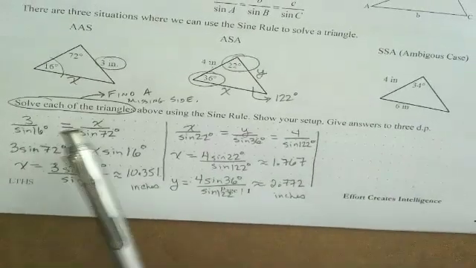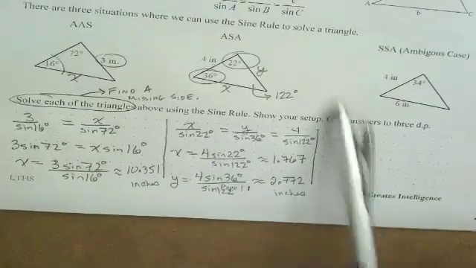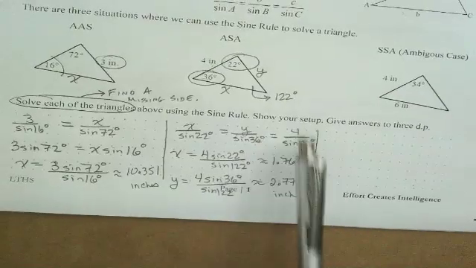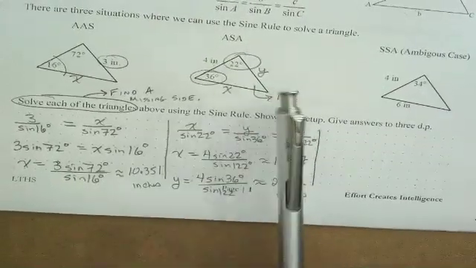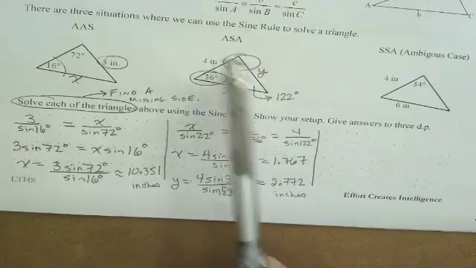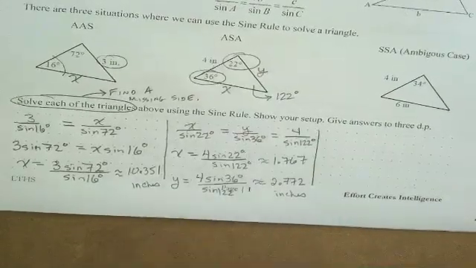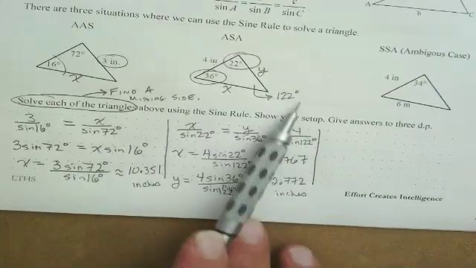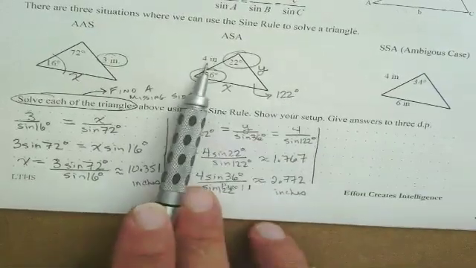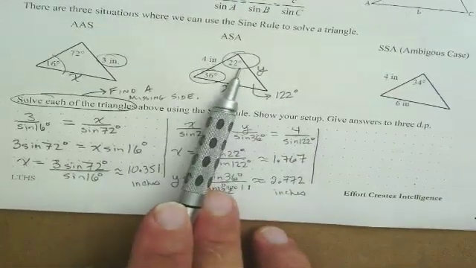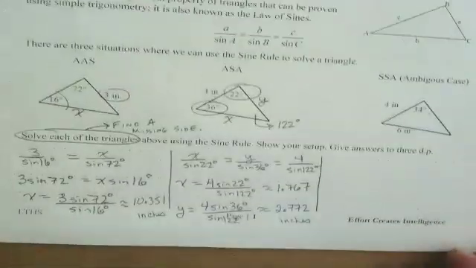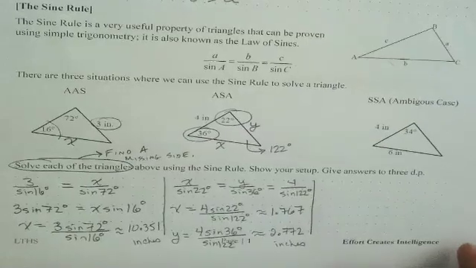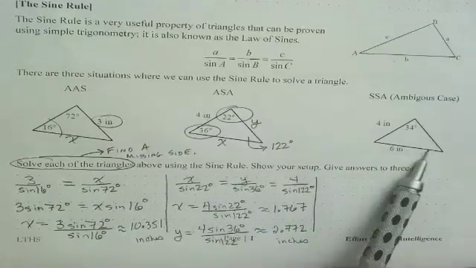Okay, and once again, when it says solve the triangle, it means to find all the missing information. So technically for this one, we did solve the triangle. We know all 3 angles, and we know all 3 sides. And it should make sense that 122 is across from the longest side, and 22 is across from the shortest side. Okay. Our last situation for the sine rule is called the ambiguous case.